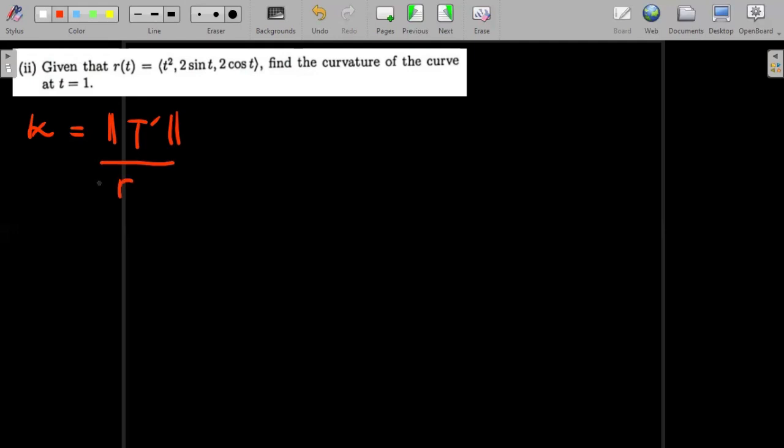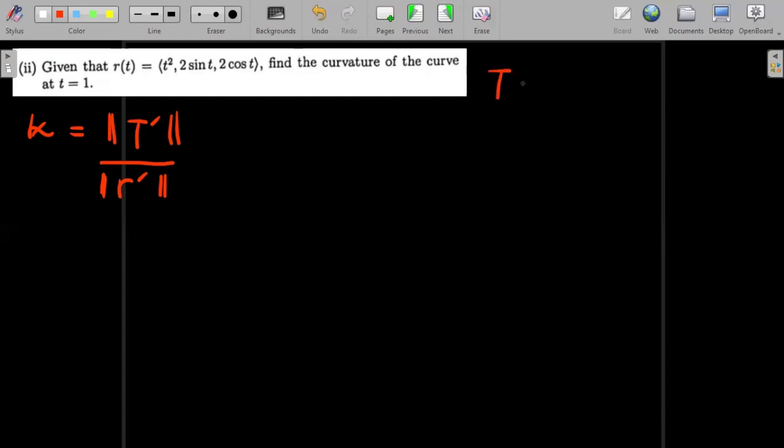R over modulus of R prime, like that. So T prime is just the tangent vector. When we differentiate the tangent vector, meaning for us to get T prime, we have to have T.